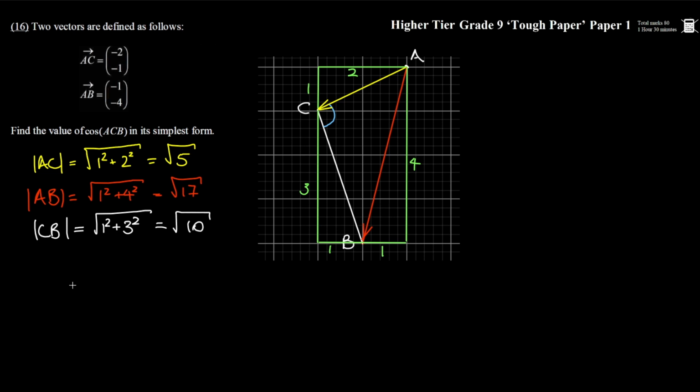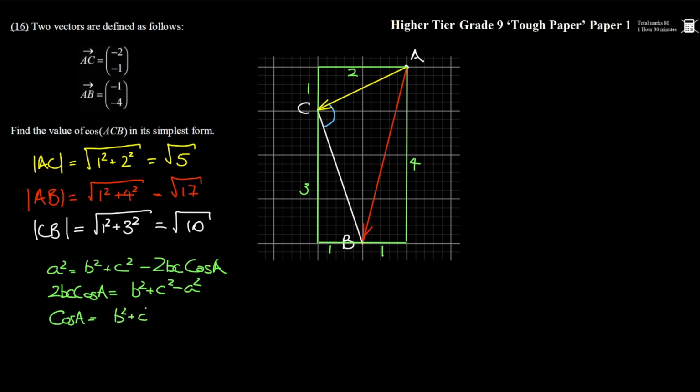So we're going to have to use the cosine rule. Let's write it out. As we're going to have to find this angle, I like to move the formula around rather than substitute in and then move the numbers around. So 2BC cos A is equal to B squared plus C squared minus A squared, and therefore cos A is equal to B squared plus C squared minus A squared all over 2BC.